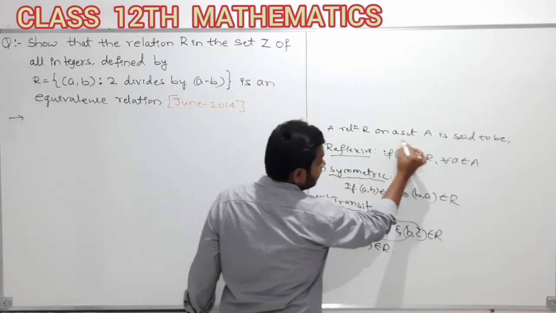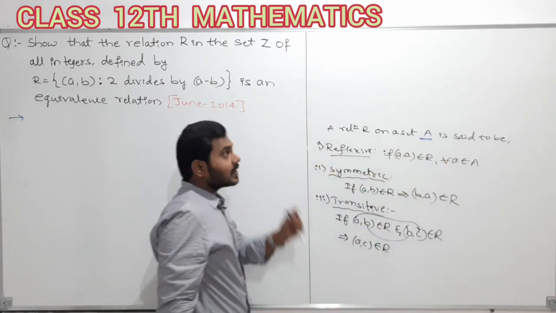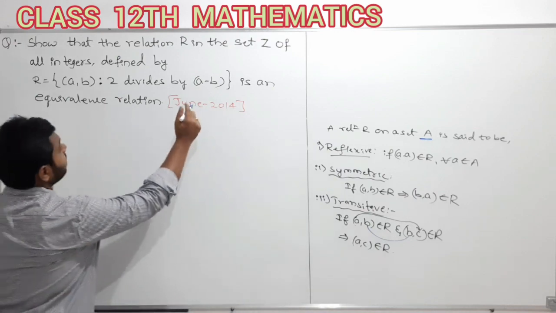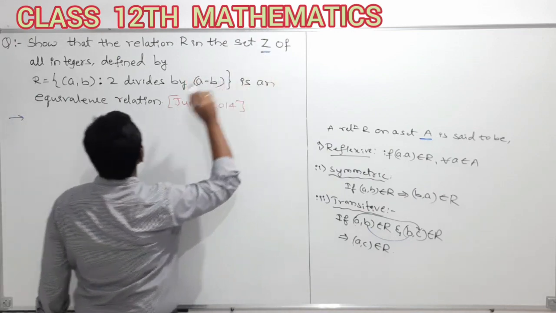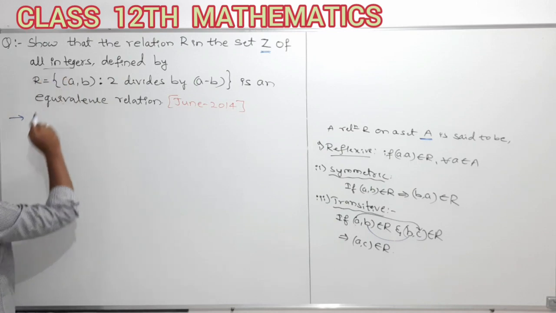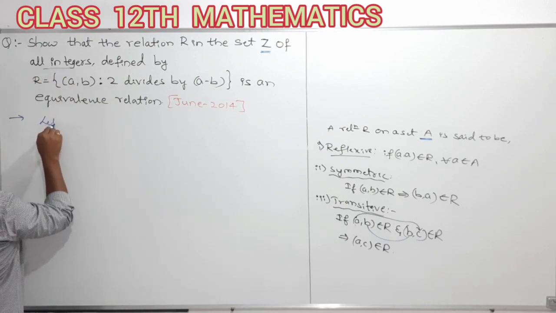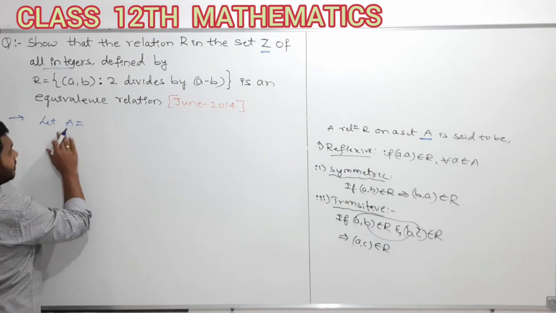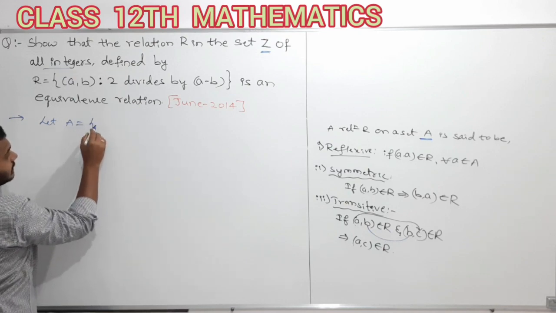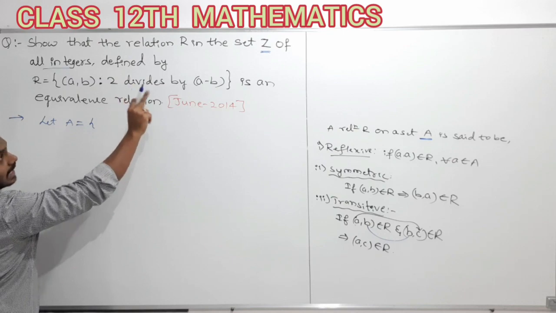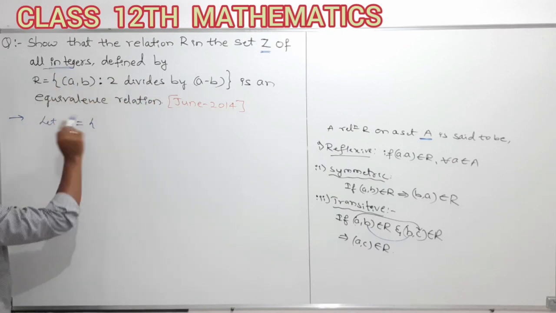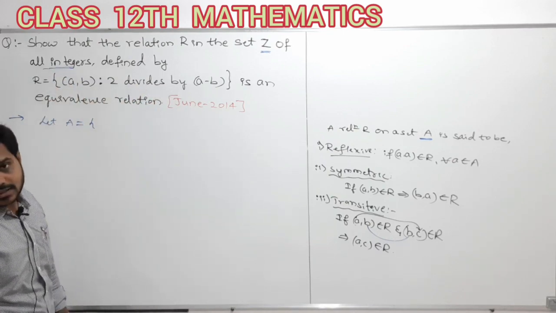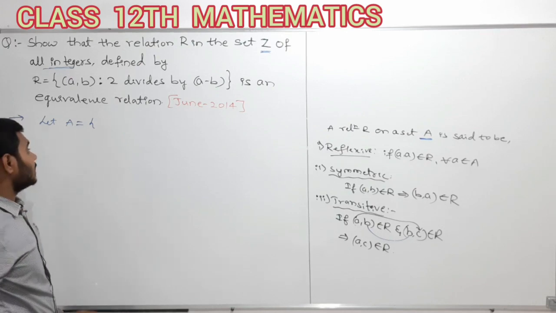In the definition we are taking any set A, but in particular in this example they have given you the set Z. Z means what, my dear students? That is the set of all integers. Let A equal Z. You are defining the relation R on the set Z, that is, on the integers.